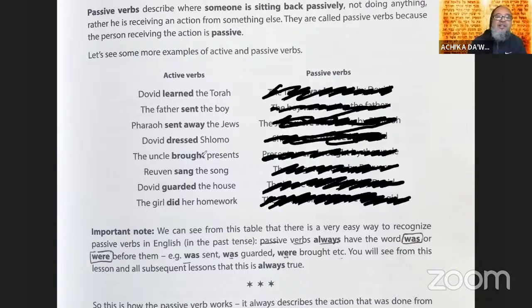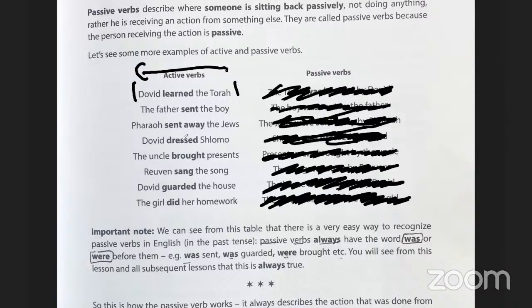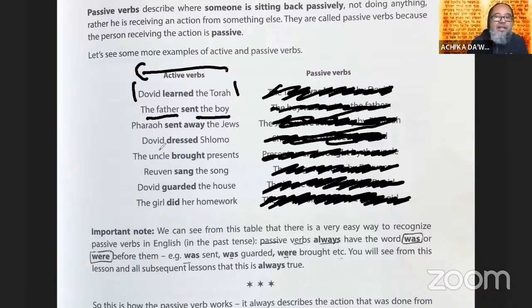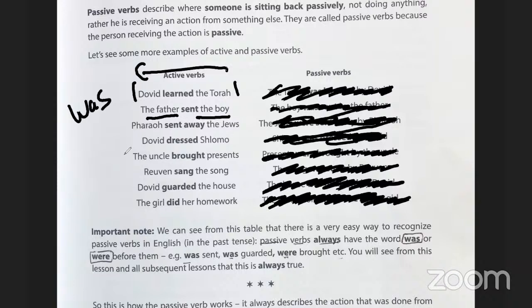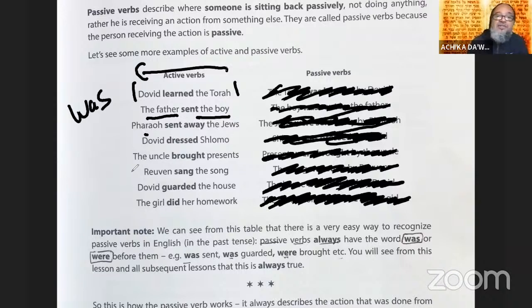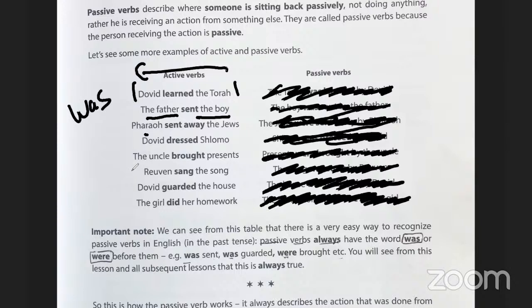We're smart. All right. This is active. Dawid learned the Torah. Okay. Just reverse it and go this way. Somebody say it. The Torah was learned by Dawid. Thank you. Next, the father sent the boy. The boy was sent by the father. Thank you. Pharaoh sent away the Jews. The Jews were sent away by Paro.